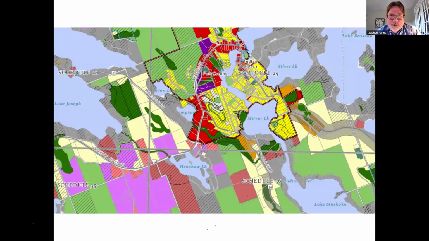So this is an example here of a zoning bylaw schedule. This is just in the Port Carling area. And the yellow in this case happens to be residential, and the red being commercial. Purple would be industrial, and then we have various shades of green, which would be open space or environmental protection.